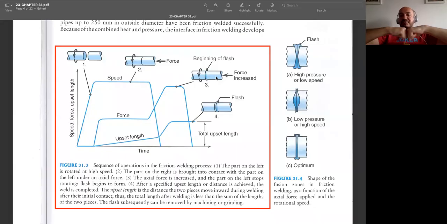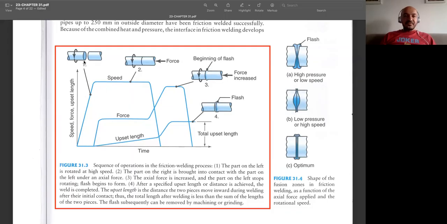Once we apply pressure, we will have some extra material around this interface, and then we suddenly stop this part, so that there is no relative movement, but we continue applying the pressure so that the bond has quite good strength, and then the process will be completed. At the end of the process, we can simply do trimming and machining so that the flash is removed. This plot is quite nice, showing the change of speed, force, and offset length during time.